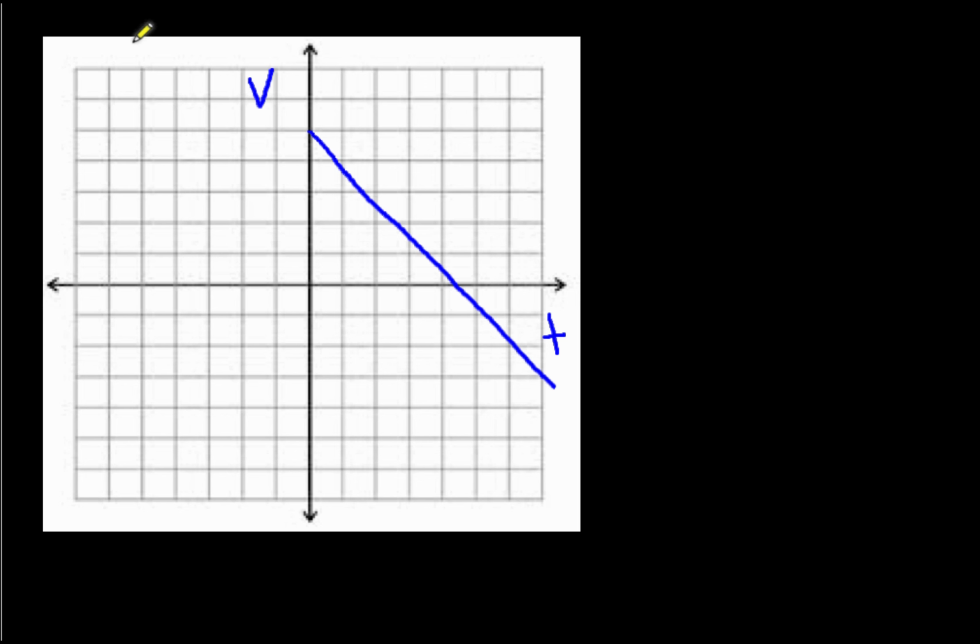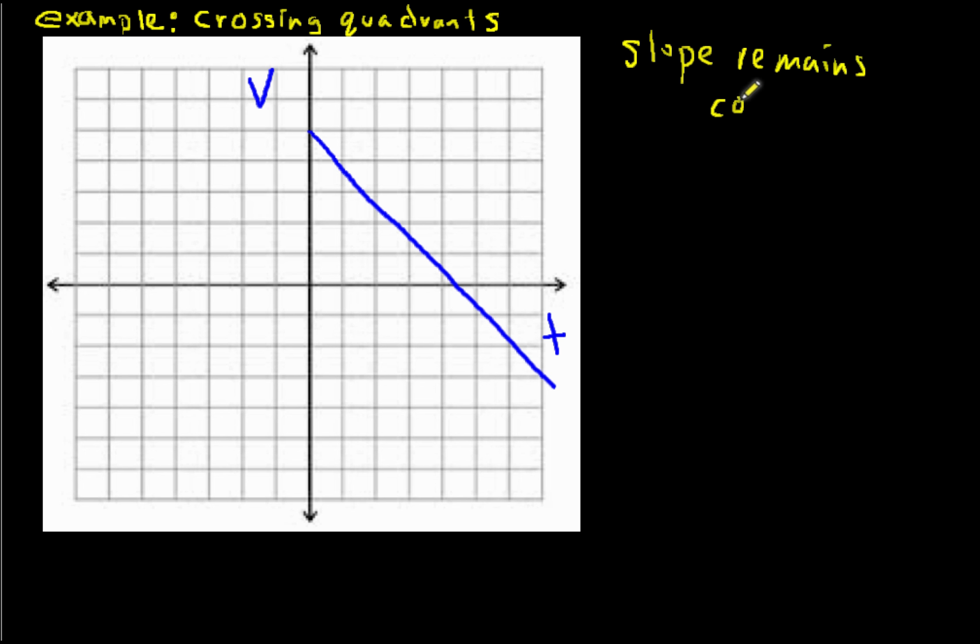Here's an example that crosses quadrants on a v versus t graph. In this graph, we have 3 different types of motion happening. It is important to recognize that throughout the whole trip, the object has a constant acceleration, and this is because the slope remains constant. It doesn't change. What does change throughout is the speed.